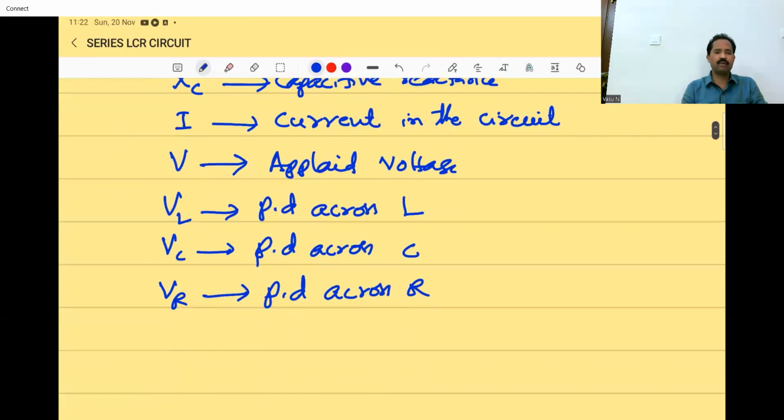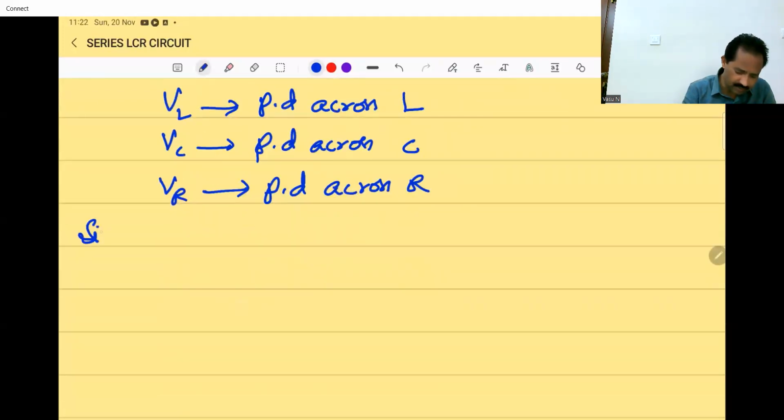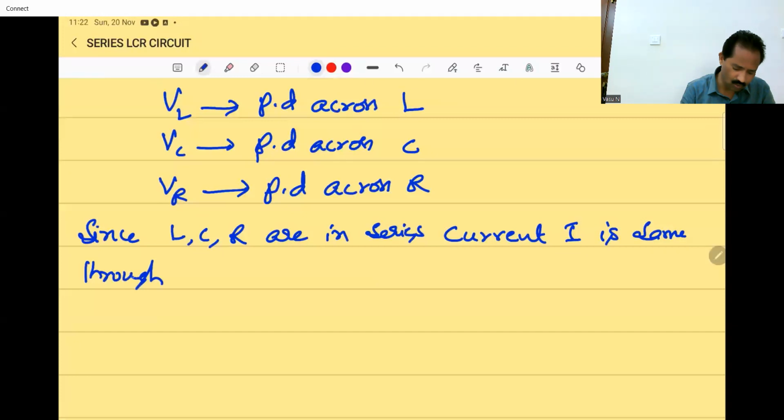One thing you should remember: since they are in series, current is the same in all the cases, correct? So since L, C and R are in series, current I is the same through all components.